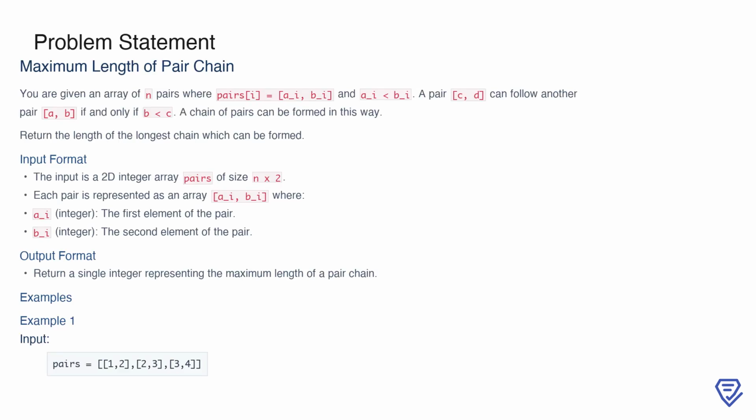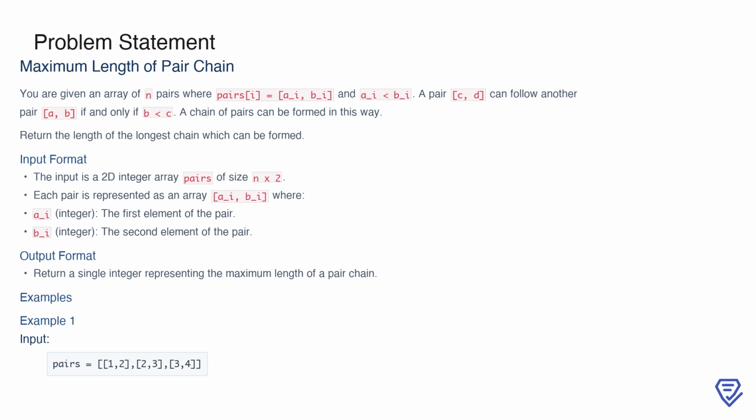You are given an array of pairs, where each pair is represented as A_I, B_I, and it satisfies the condition that A_I is less than B_I. The goal is to form a chain of pairs, where one pair can follow another only if the second element of the first pair is less than the first element of the next pair, meaning B must be less than C for the chain to continue. The task is to determine the maximum length of such a chain.